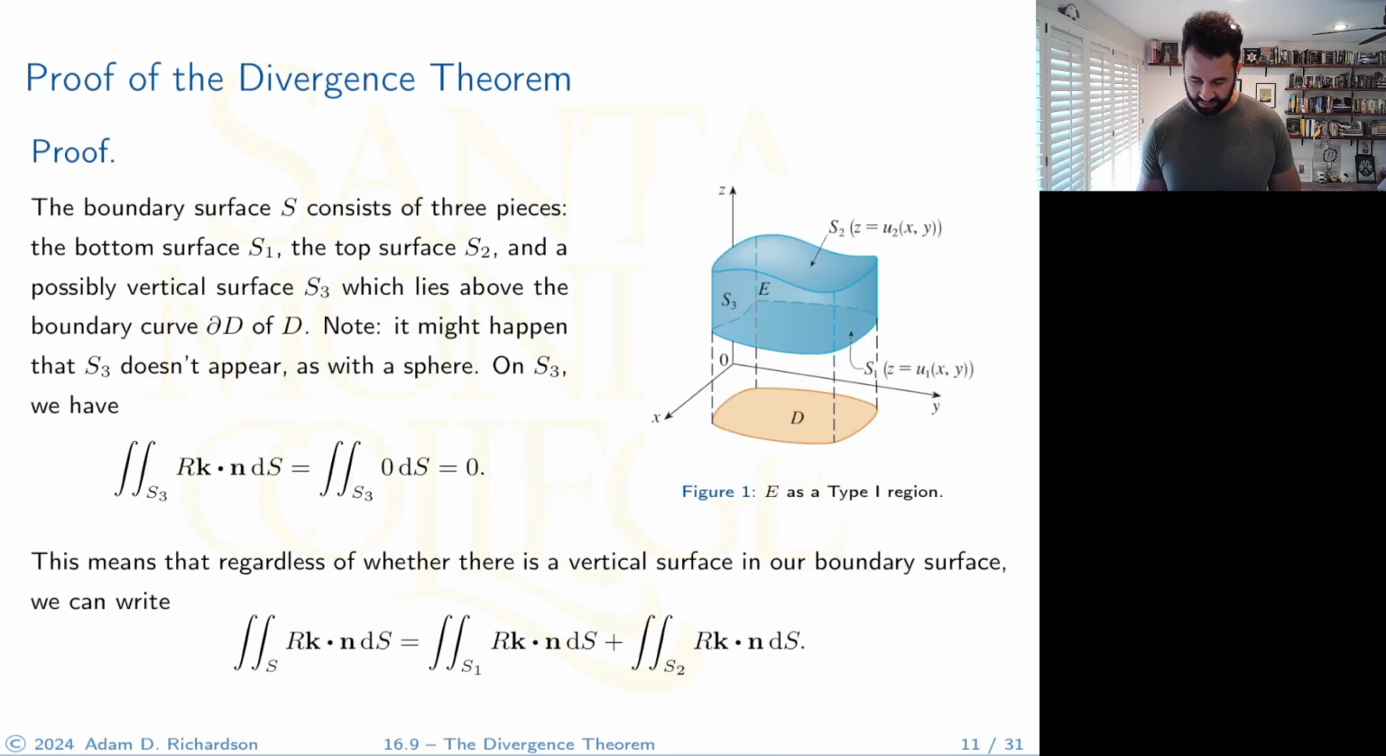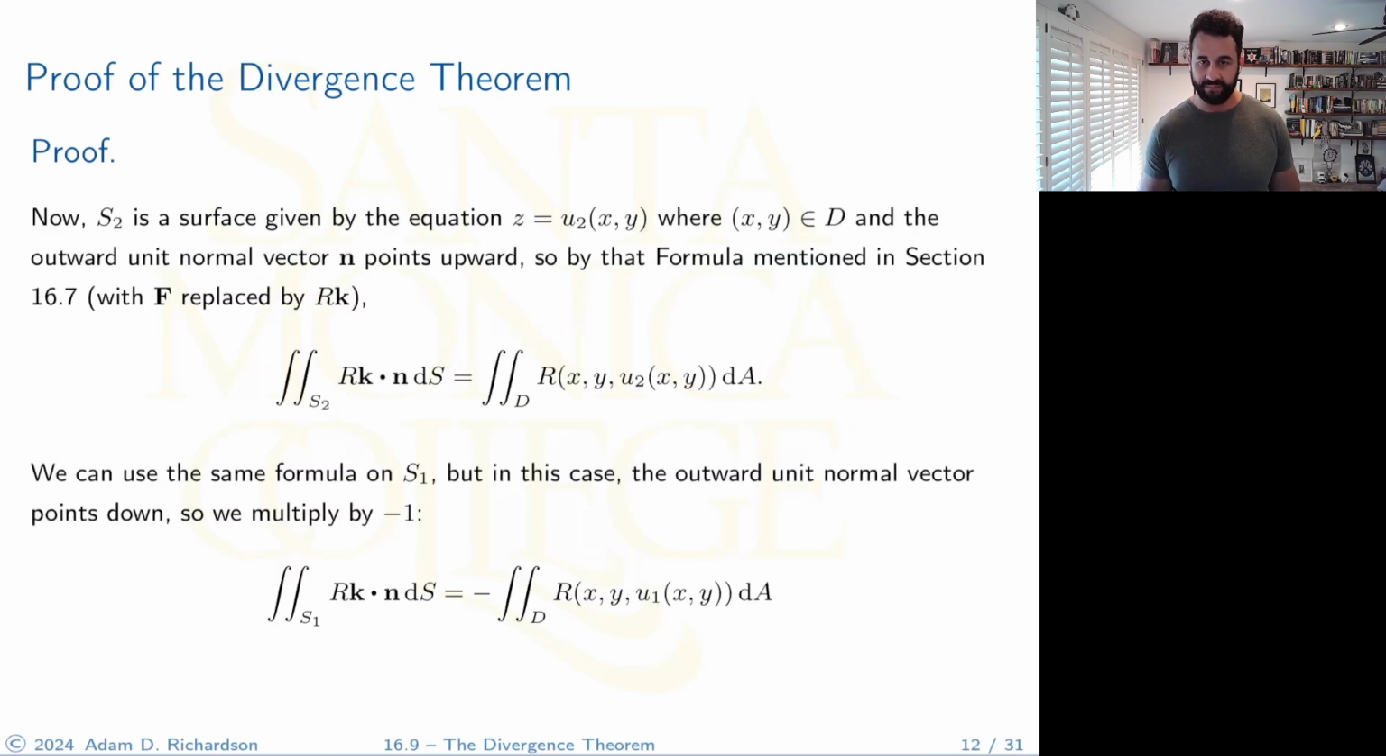So just to go back to the picture, here is S2, and the normal vector points up, just like that. So now we're going to use that formula once again that I mentioned from section 16.7. It was on slide 41 if you want to go back and look at it. But this time we're going to replace F with Rk. So Rk is now our F. And what we get after we apply that formula is just this. Just R, with the z component evaluated on the surface itself.